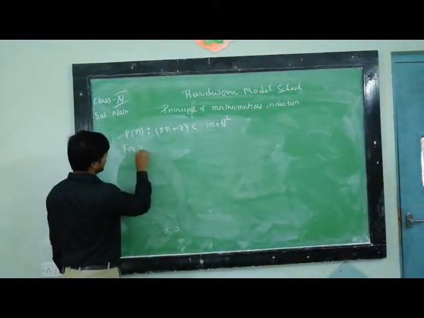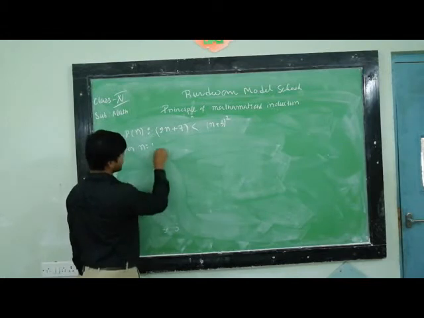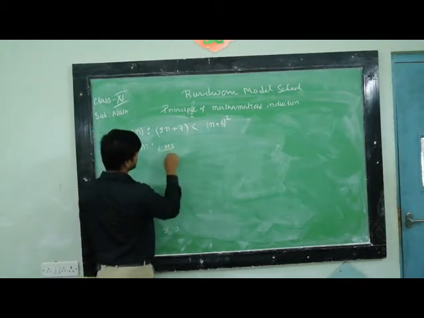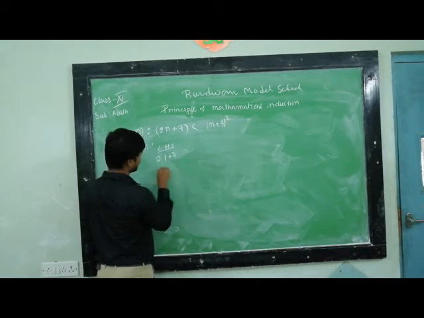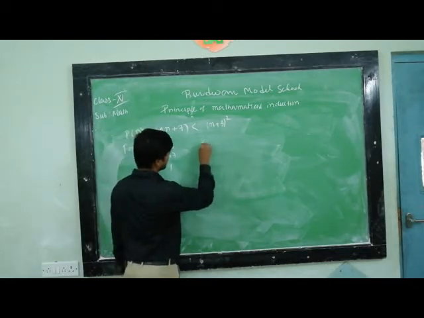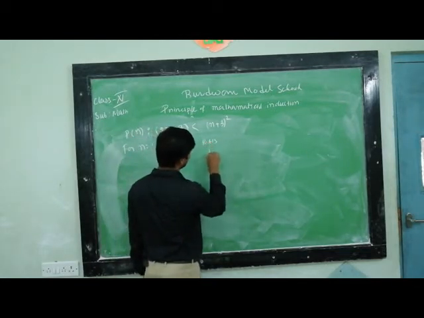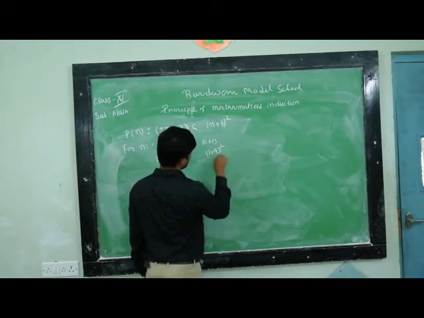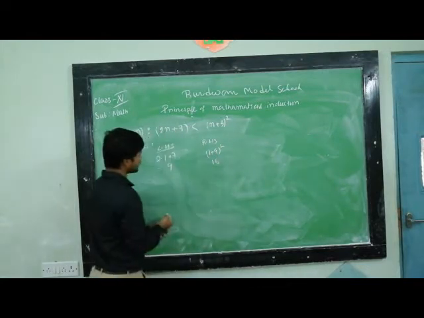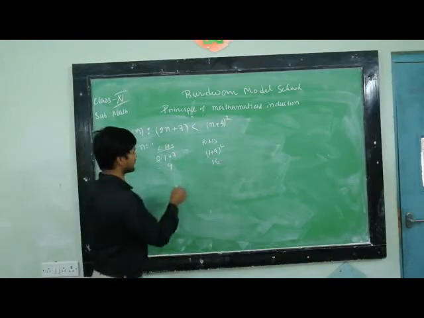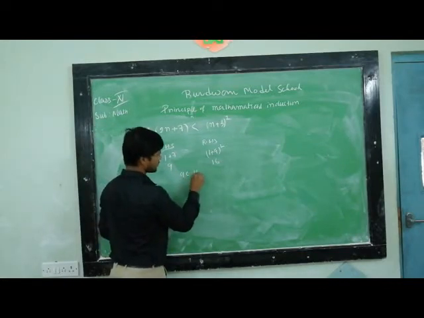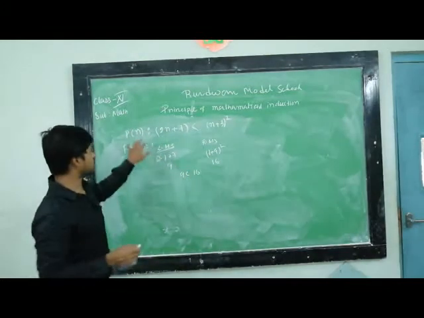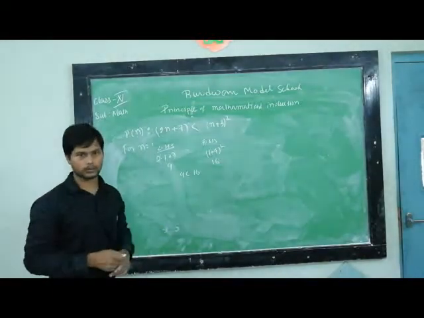So put n equal to 1, that means the left hand side will be 2 into 1 plus 7, which is equal to 9, and the right hand side is equal to 1 plus 3 whole square, that is 16. So obviously 9 is less than 16. 9 is less than 16, means the statement is true for n equal to 1.